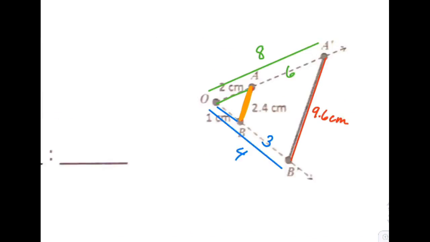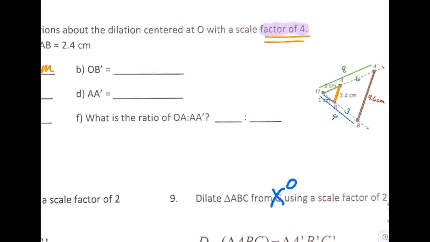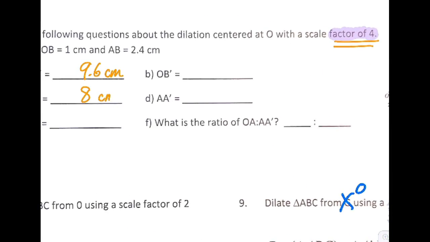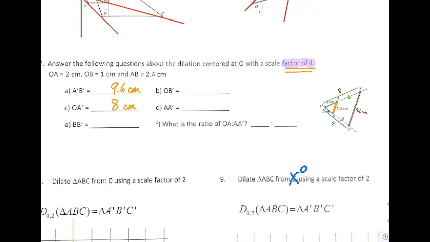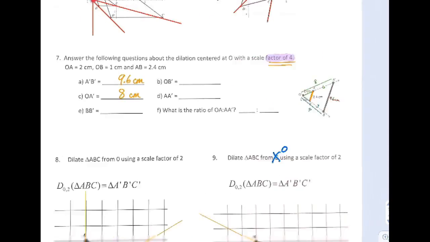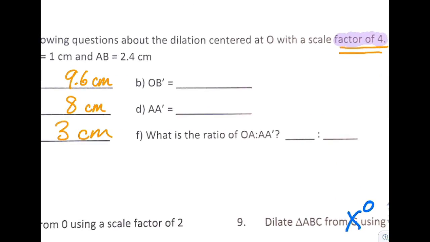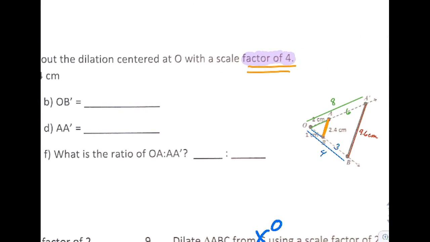O to A prime is 8. B to B prime, now be careful here. It's just from B to B prime, which is only 3. Just from B to B prime is that chunk of 3 centimeters. Going down the other column now, O to B prime. O all the way to B prime is 4. From A to A prime is this chunk here of 6.